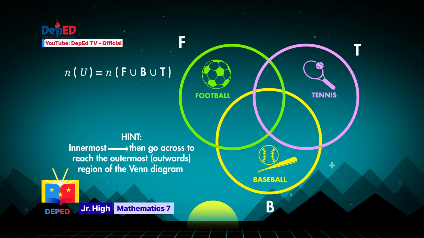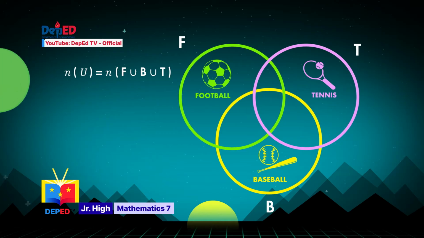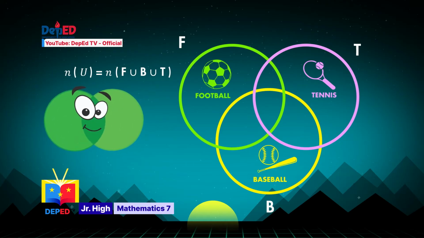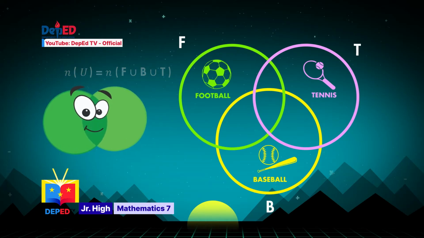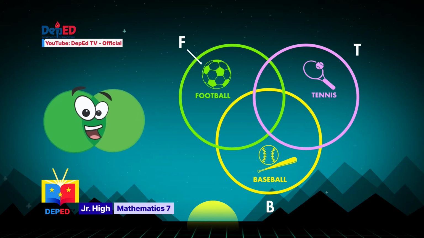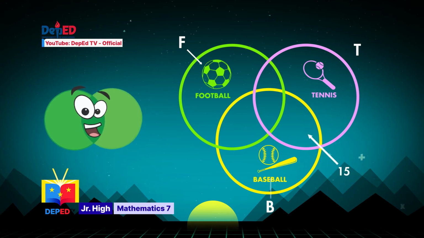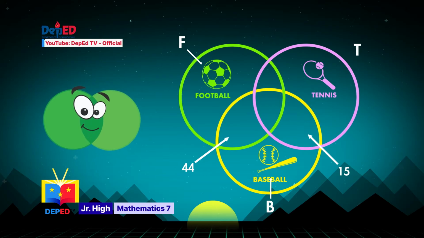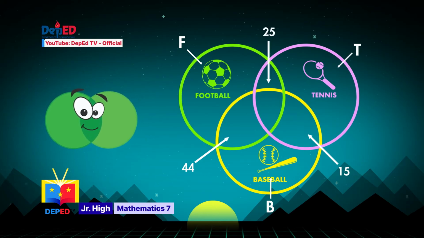So Ben, based on our technique, where do we start? We start from the innermost region and eventually, after filling out the cardinality of the sets of the other subsets, we'll be moving outward by getting the cardinality of set F minus B or T, set T minus B or F, and set B minus T or F.